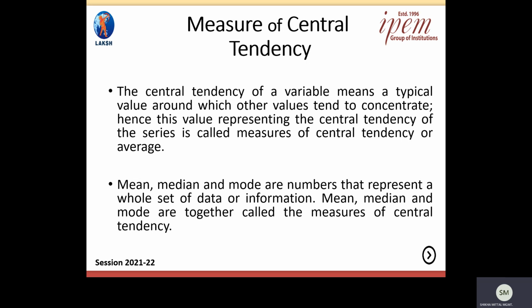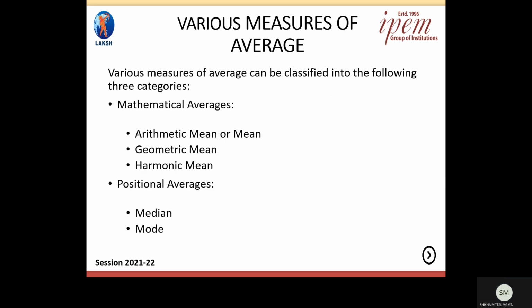So mean, median, and mode are numbers that represent a whole set of data or information. These are the various measures of average. Various measures of average can be classified into the following two categories: mathematical averages and positional averages. Mathematical is again of three types: arithmetic mean, geometric mean, harmonic mean. And positional averages are of two types: median and mode.